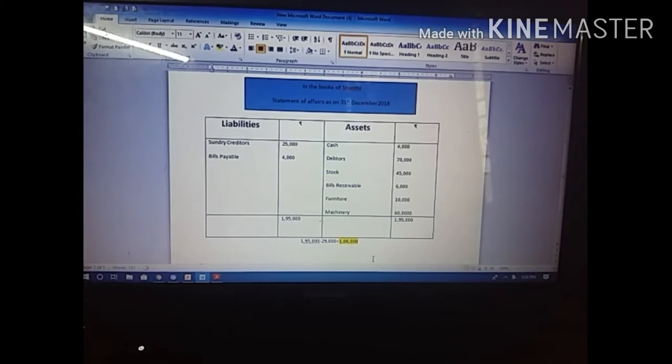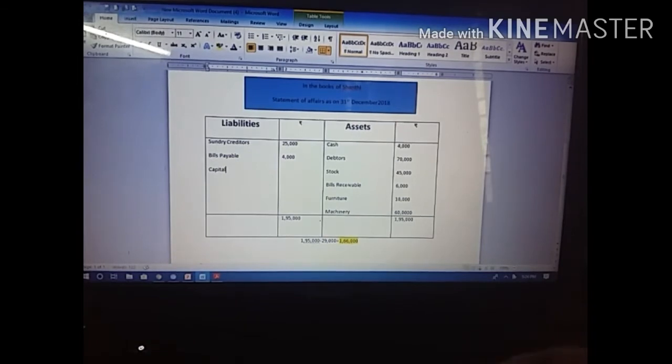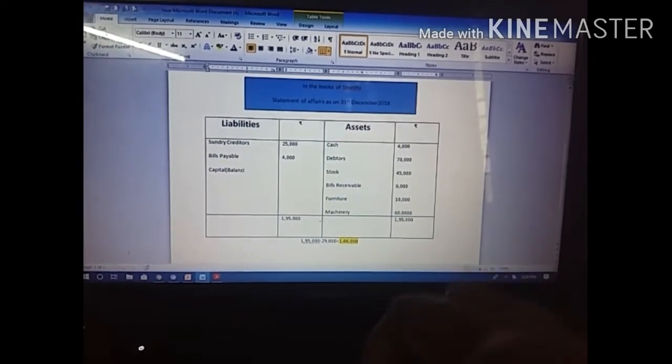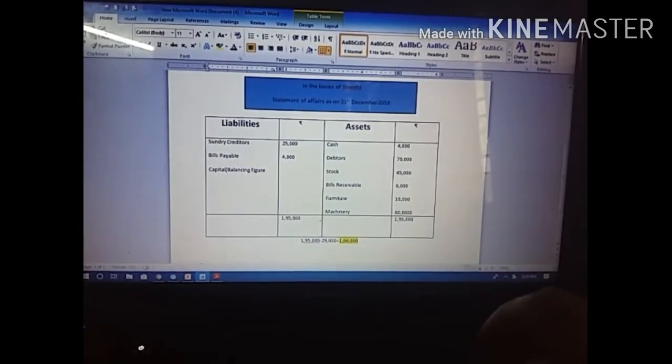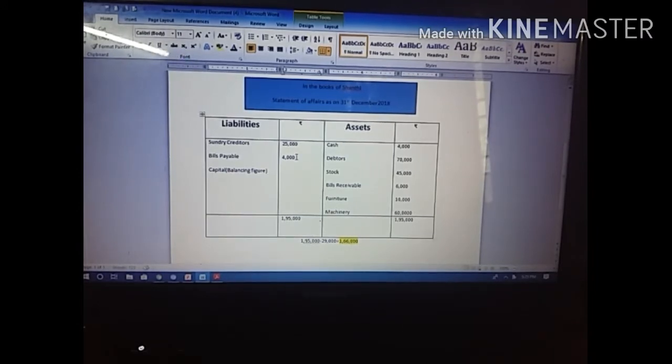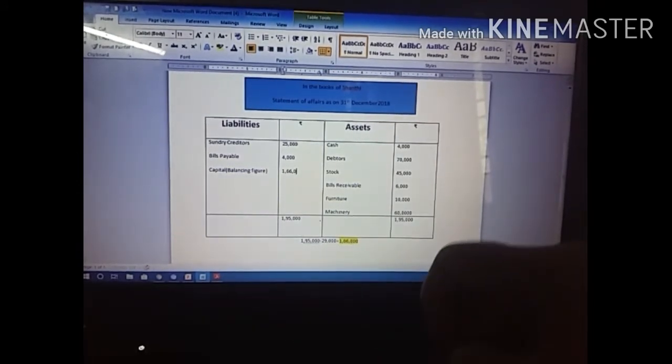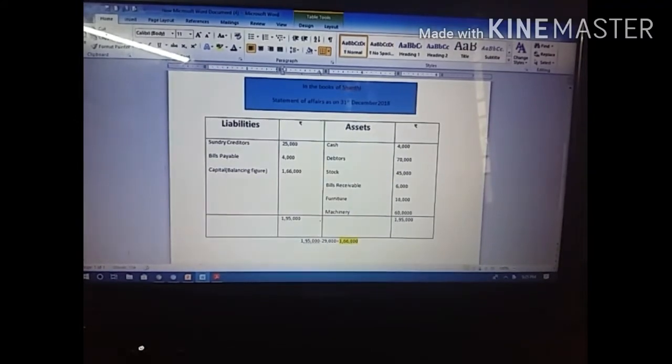This is a balancing figure of capital. So you have to write like this: capital, and in bracket you have to write balancing figure. The amount we have found out is 1,66,000.